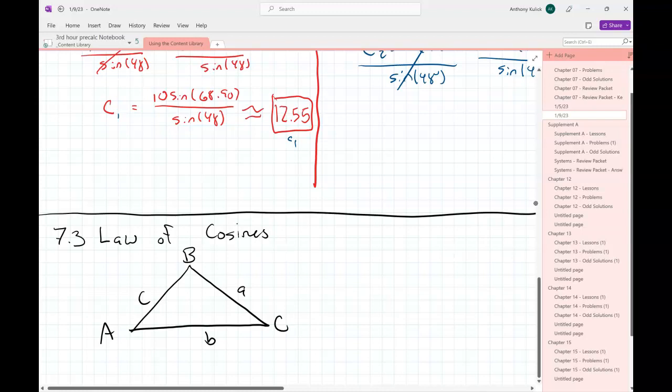So for the law of cosines, we can write it in 3 forms.